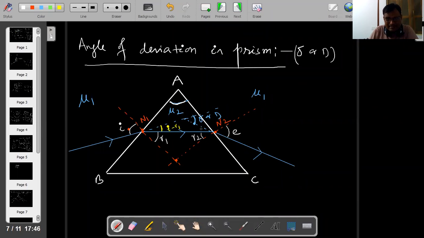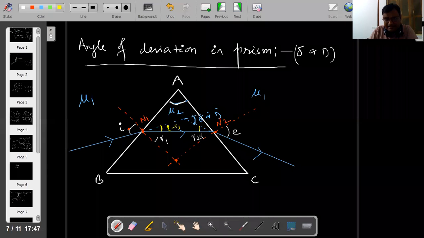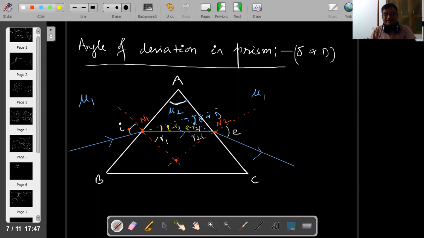And what is this angle? The whole angle is e and this part is r2, so this is e minus r2. Try to understand this. This angle is i minus r1 and this angle is e minus r2. Is that clear or not?